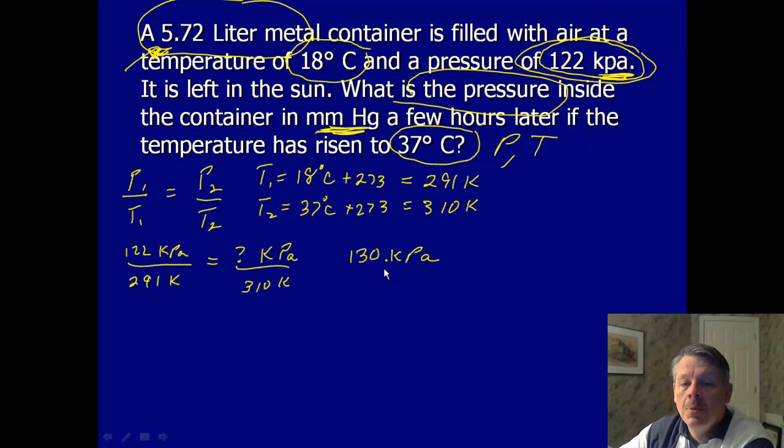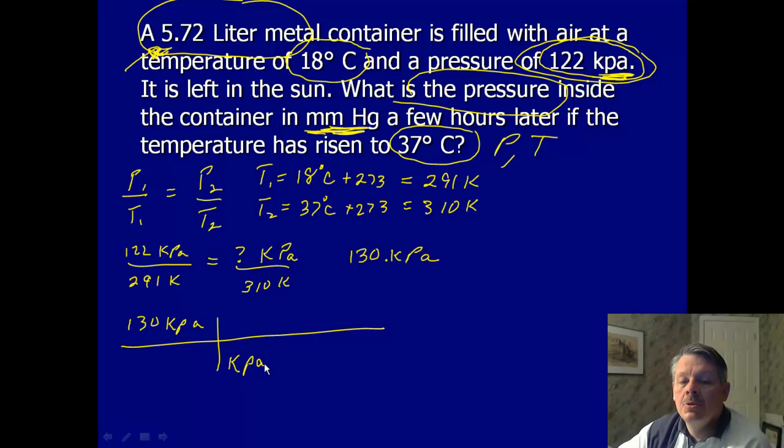Now, when I come up with 130 kPa, remember you're cross-multiplying here, right? I'm not done, because I want my answer in millimeters of mercury. So I have to take my 130 kPa and convert from kPa to millimeters of mercury. Now, the problem is I can't do that directly. But if you go back to your chart of conversion factors, which we did in the last podcast, you can see that you can go to ATMs, and then from ATMs, you can go to millimeters of mercury.